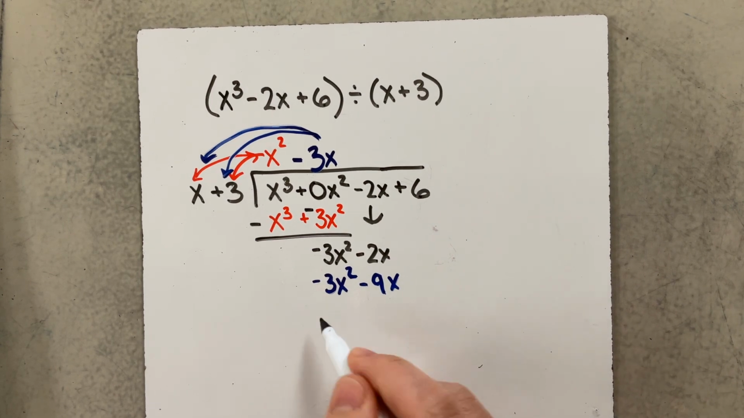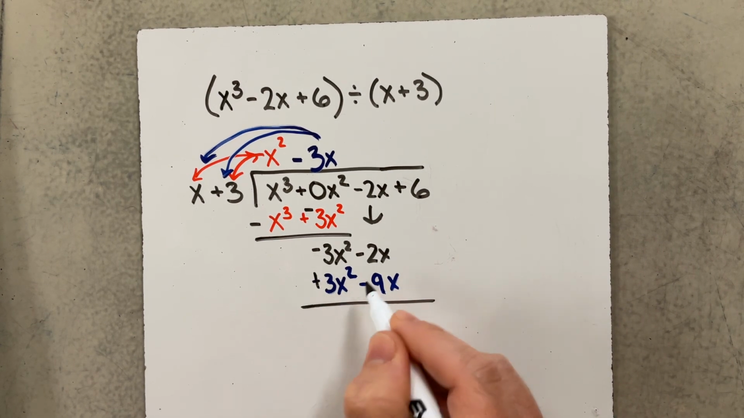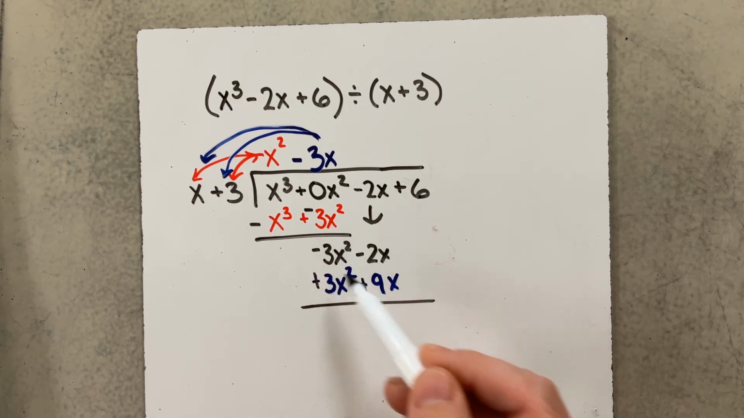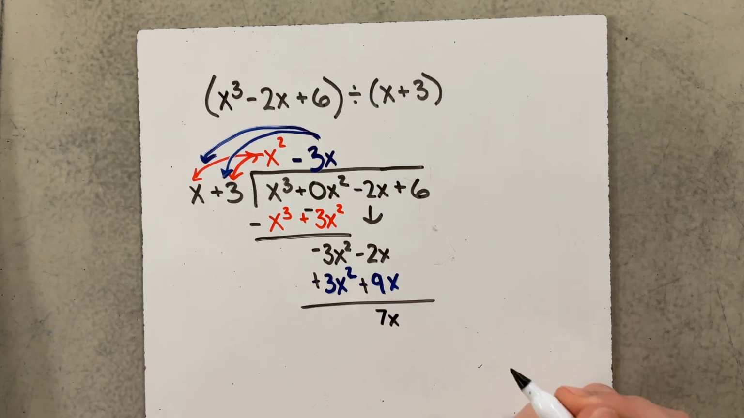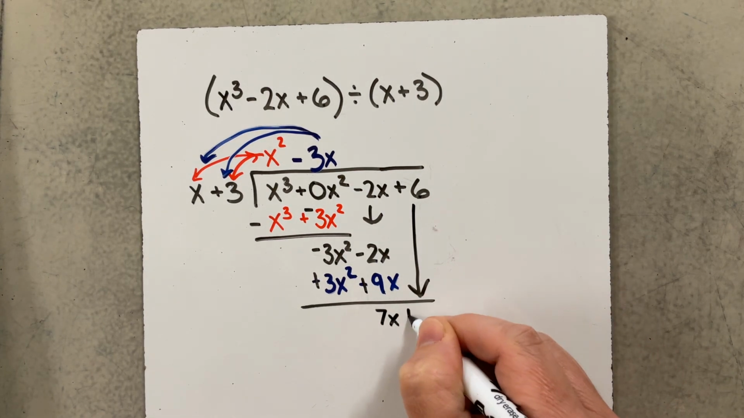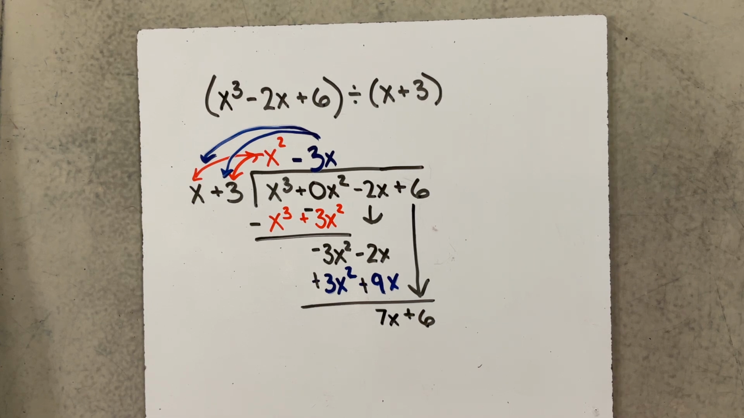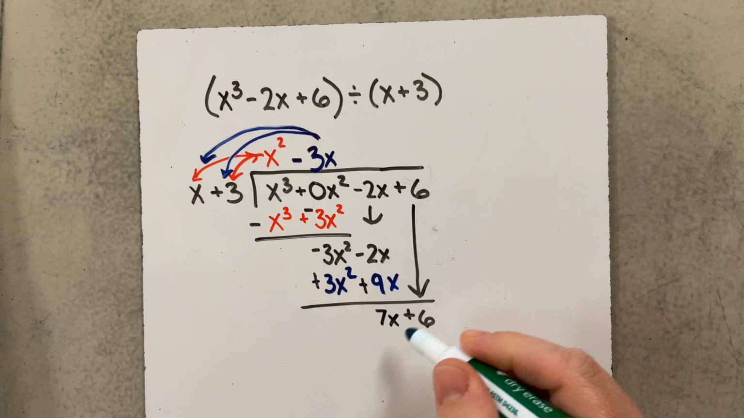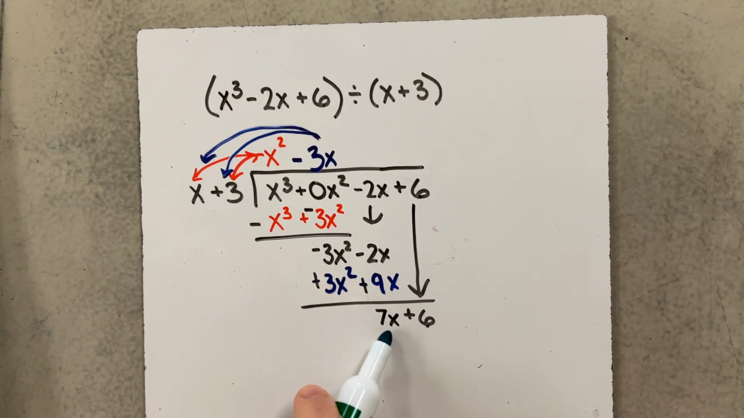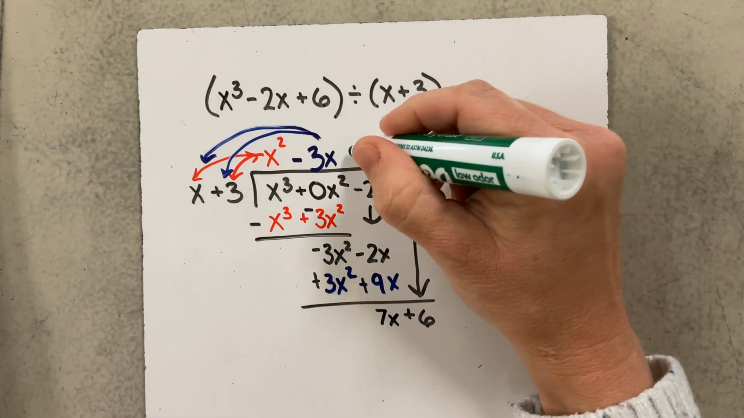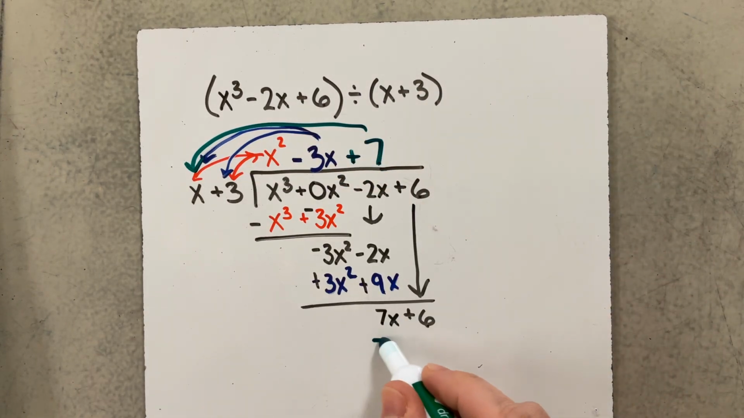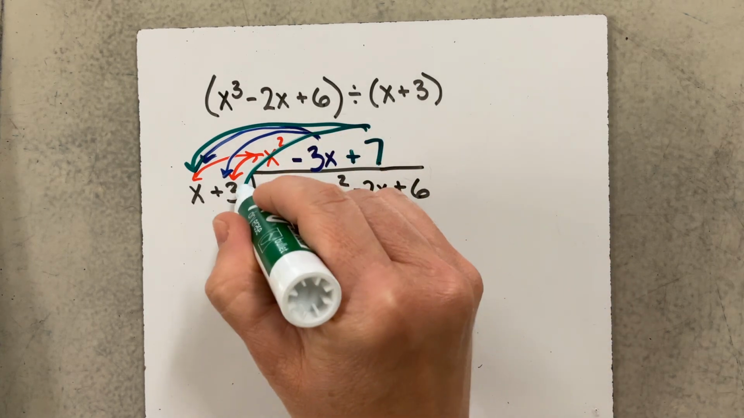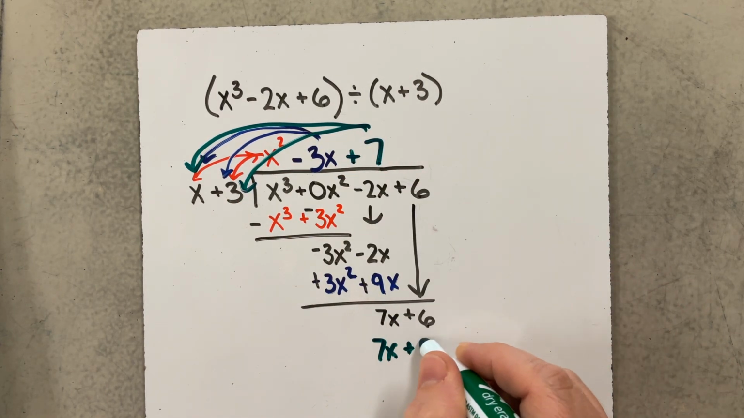Again, we're subtracting, so I'm going to change those signs. Those go away. Negative 2 plus 9 is a 7x. And I'm going to bring down the plus 6. I'm able to go one more step, because I have one more term I'm trying to get. x times what would give me that 7x? I would need a 7. So now 7 times x is 7x, and 7 times 3 is 21.